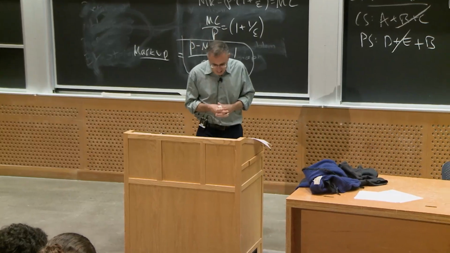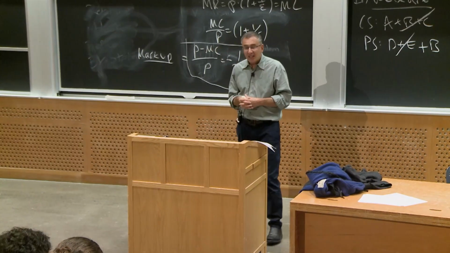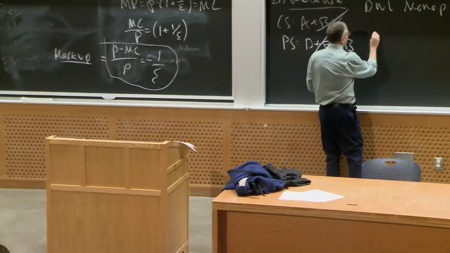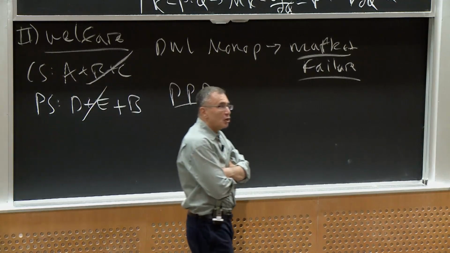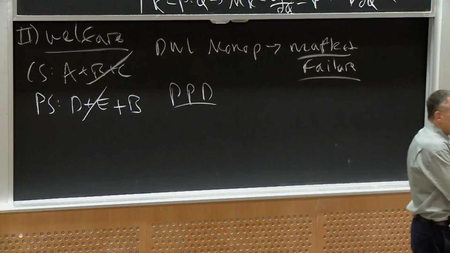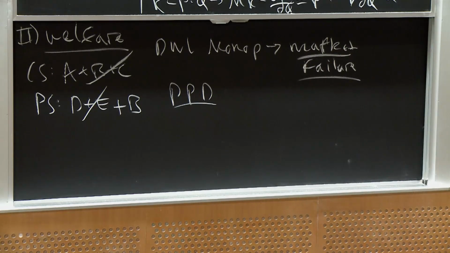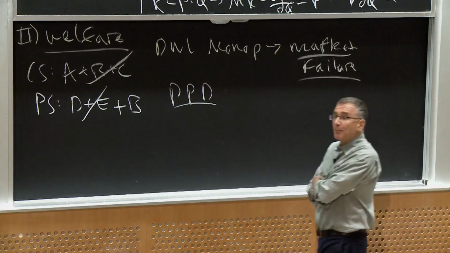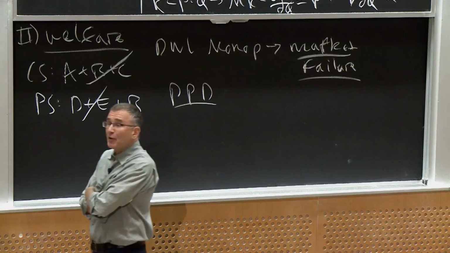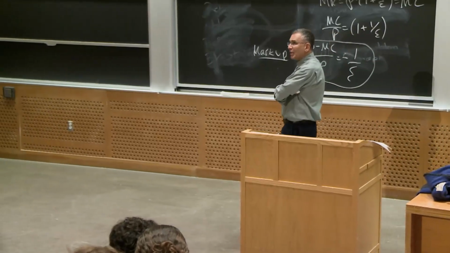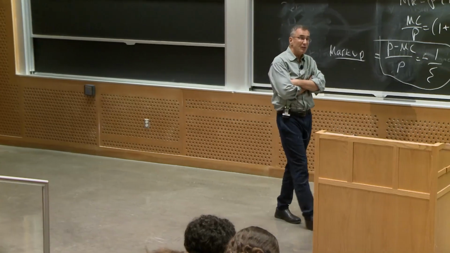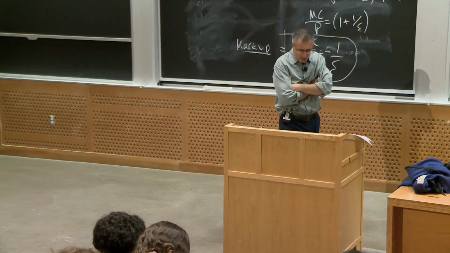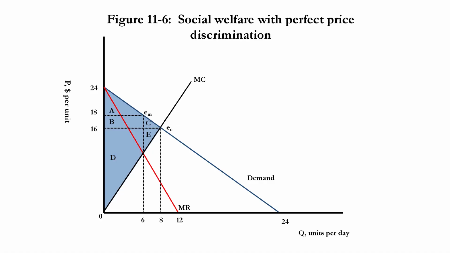Well, let's go to the extreme of perfect price discrimination. Imagine a monopolist could go to every individual, figure out their willingness to pay, and charge them that amount. That would be a perfectly price discriminating monopolist. They would charge every person their own individual price, and that price would correspond to their willingness to pay. What would that lead to? That would lead to figure 11.6.